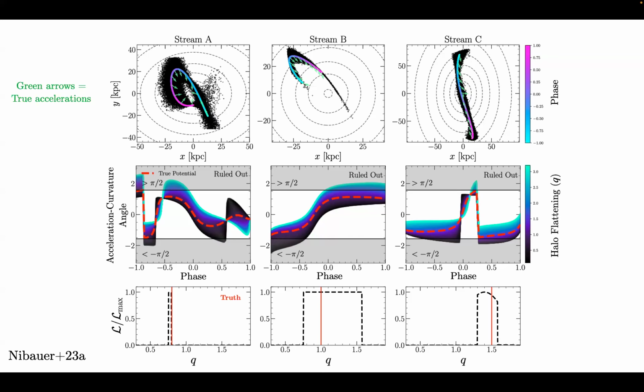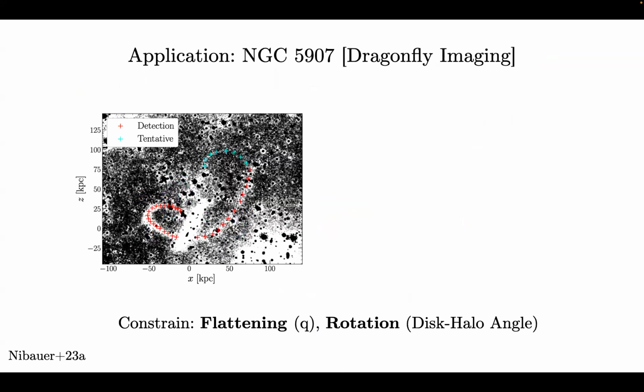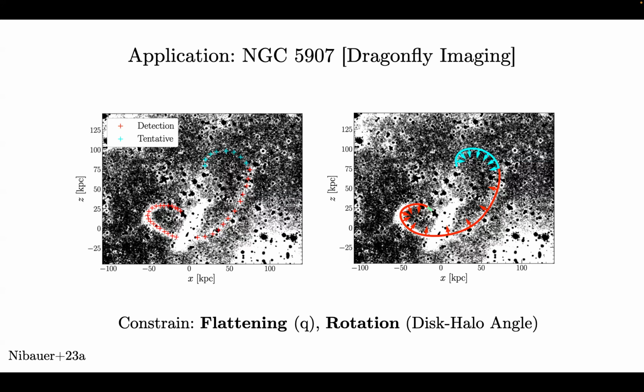So we can go ahead and try this pretty simple analysis with a real stream, sort of as a pilot study. This is NGC 5907. It's at 17 megaparsecs. And we're going to allow the flattening of the halo and the disk halo angle to change. So the flattening direction and how much flattening is going to change. We draw our track, lots of splines, just like before.